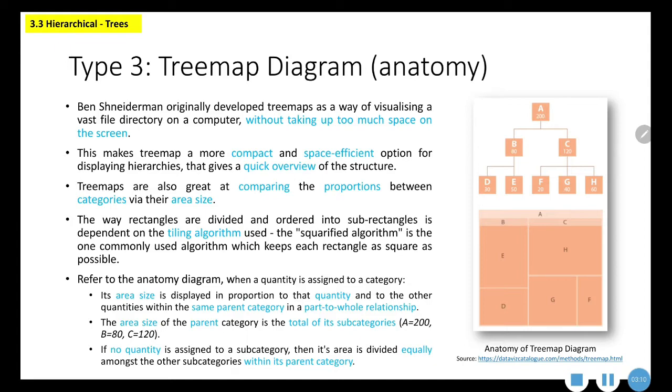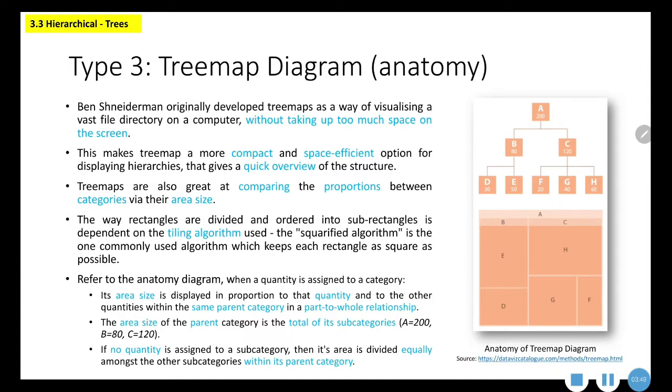The founder of this tree map diagram is Ben Shneiderman. He developed tree maps as a way to visualize a vast file directory on a computer without taking up too much space on the screen. So this makes tree map a more compact and space-efficient option for displaying hierarchies that gives a quick overview of the structure. Tree maps are also great at comparing the proportions between categories via their area size.